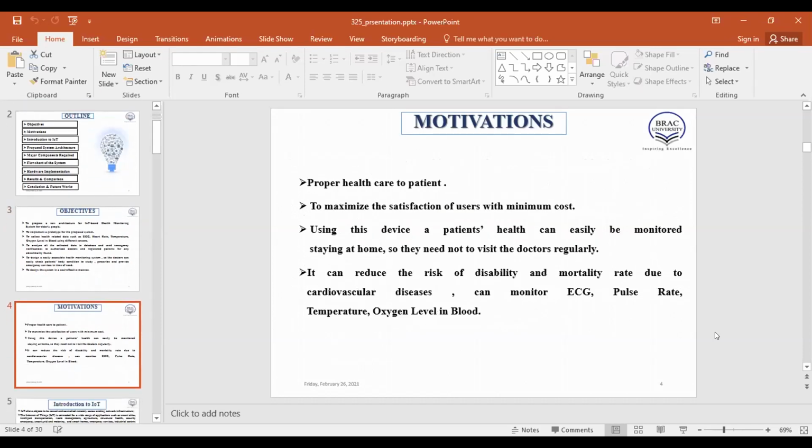Here are the motivations behind this work. To give proper health care to patients, to maximize the satisfaction of users with minimum cost. Using this device, a patient's health can easily be monitored staying at home, so they don't need to visit the doctors regularly, and it can reduce the risk of disability and mortality rate due to cardiovascular disease. It can monitor ECG, pulse rate, temperature, and oxygen level in blood.